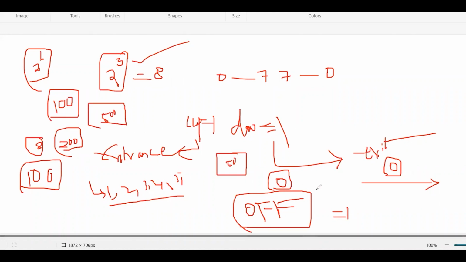Simply like for a digital watch, digital alarm, so many things you can build by using the counter. Okay, everyone clear?